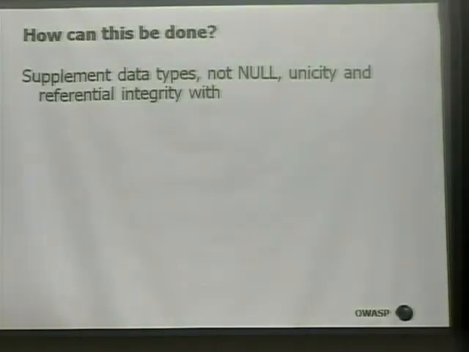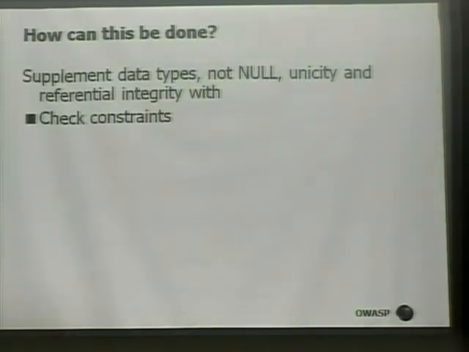Code in the database, remember. We had specified the data types of the columns. Some columns were not nullable, unicity constraints, referential integrity. Now we can supplement those constraints. Those are not enough to express all the kinds of constraints that we want to express. But we can supplement those with, for example, check constraints.